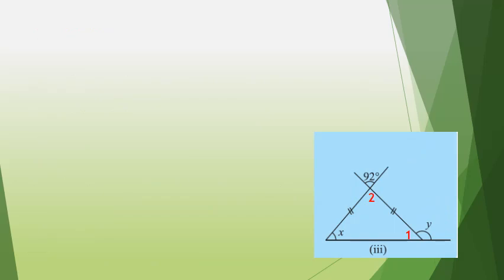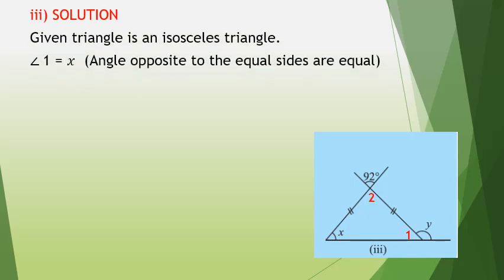Our next question, given an isosceles triangle with equal sides marked as x, so the other one we mark as angle 1 and the exterior angle is given as y. So the third angle of the triangle we can mark as 2. So we can write angle 2 equals 92 degrees by vertically opposite angles. Similarly, angle 1 equals x, that is angles opposite to equal sides are equal.